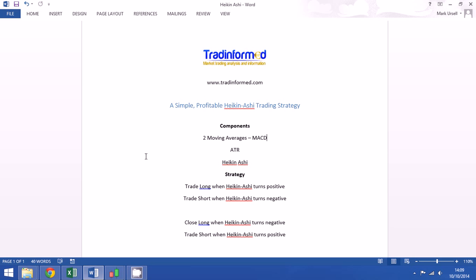The components for this strategy, it is a simple system. I'm just going to use the Heikin-Ashi candles. I'm going to use a filter that is just 2 moving averages or the MACD. And I'm going to use the ATR, which is not part of the strategy per se, but I'm going to use it for the stop loss and profit target.